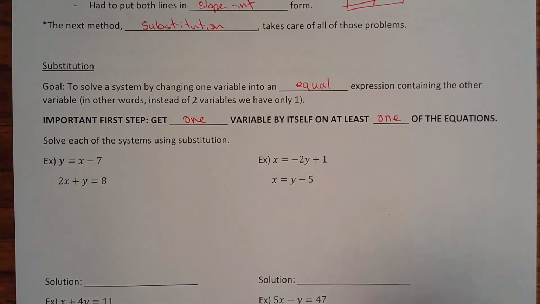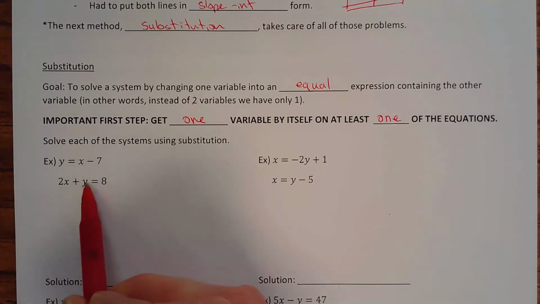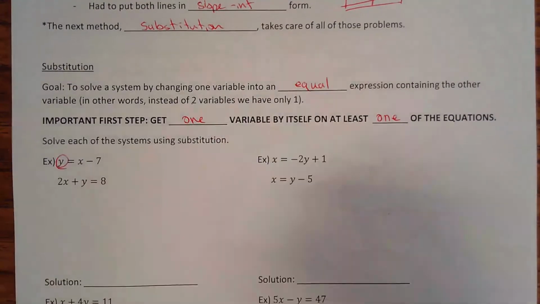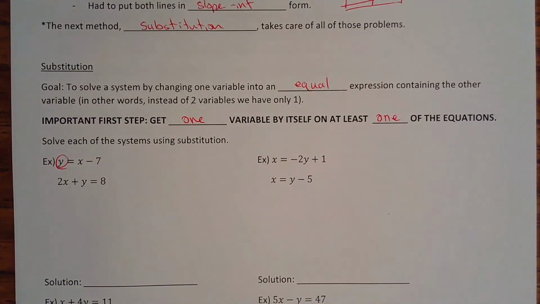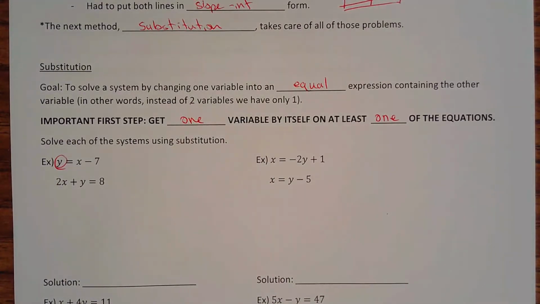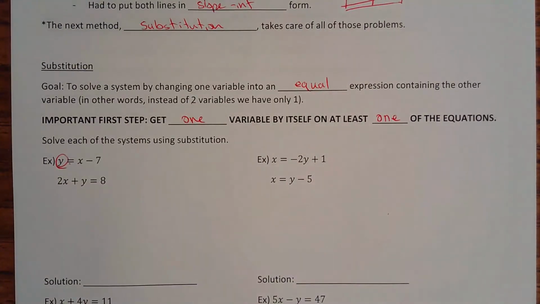Like this first example: which one of these variables is already by itself in one of the equations? Well, this one right here, y is already by itself. Perfect, that's exactly what we want. Now think of y and x minus 7 as the same thing. They have the exact same value. It says they're equal. So think of this as a game, football game, baseball game, soccer, hockey, whatever. I'm thinking football, since most people know it.